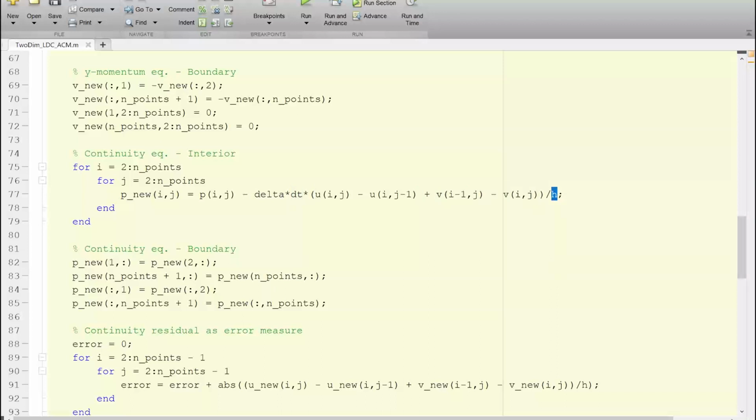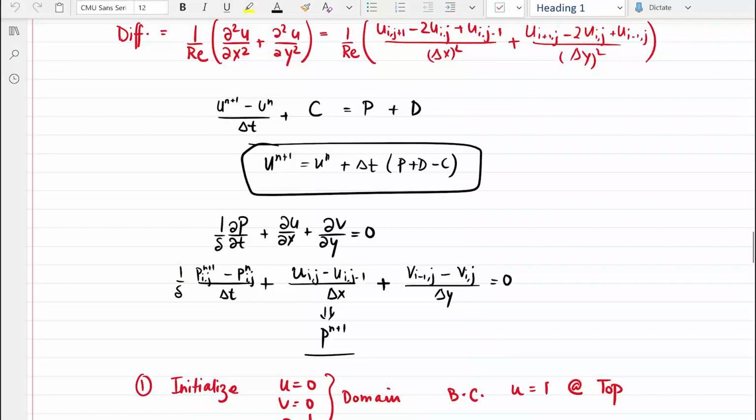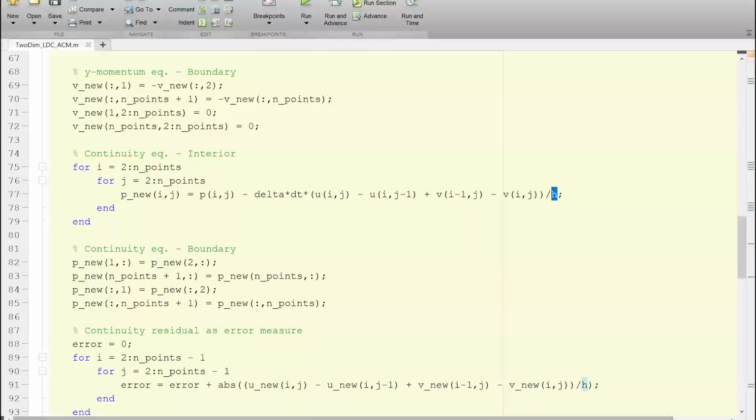So we have this h that is common. So we have a delta x being equal to delta y, that is equal to h, and finally these terms are put together. And the pressure boundary conditions were also reported in the last lecture. There the pressures across the boundary are equal to each other, and that is what we are coding here as well.